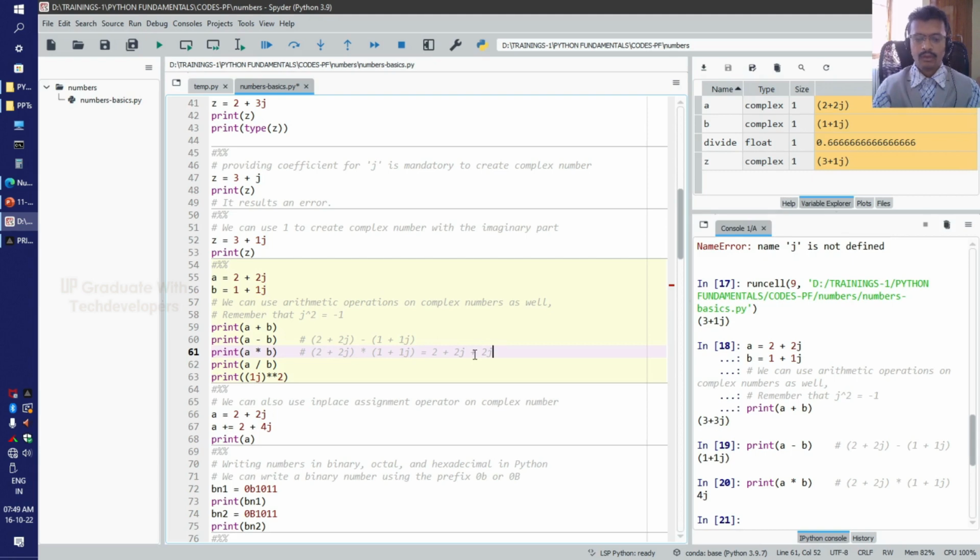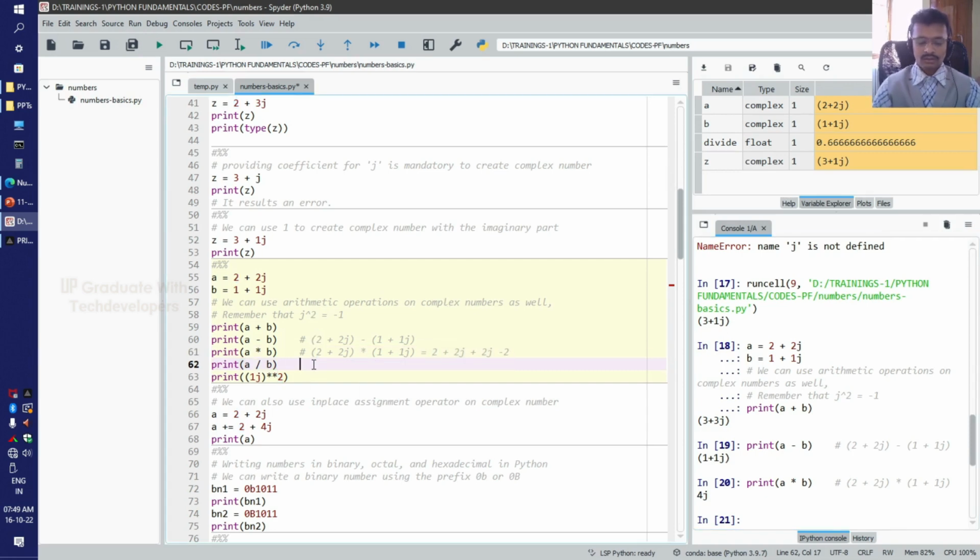2j, plus 1j into 2j is nothing but 2j square, right? j to the power of 2. So then j square is nothing but what? Minus 1. So this term becomes minus 1. Minus 1 into 2 is nothing but what? Minus 2. So this term becomes minus 2. So 2 minus 2 becomes 0. We are left with 2j plus 2j, that is nothing but 4j.